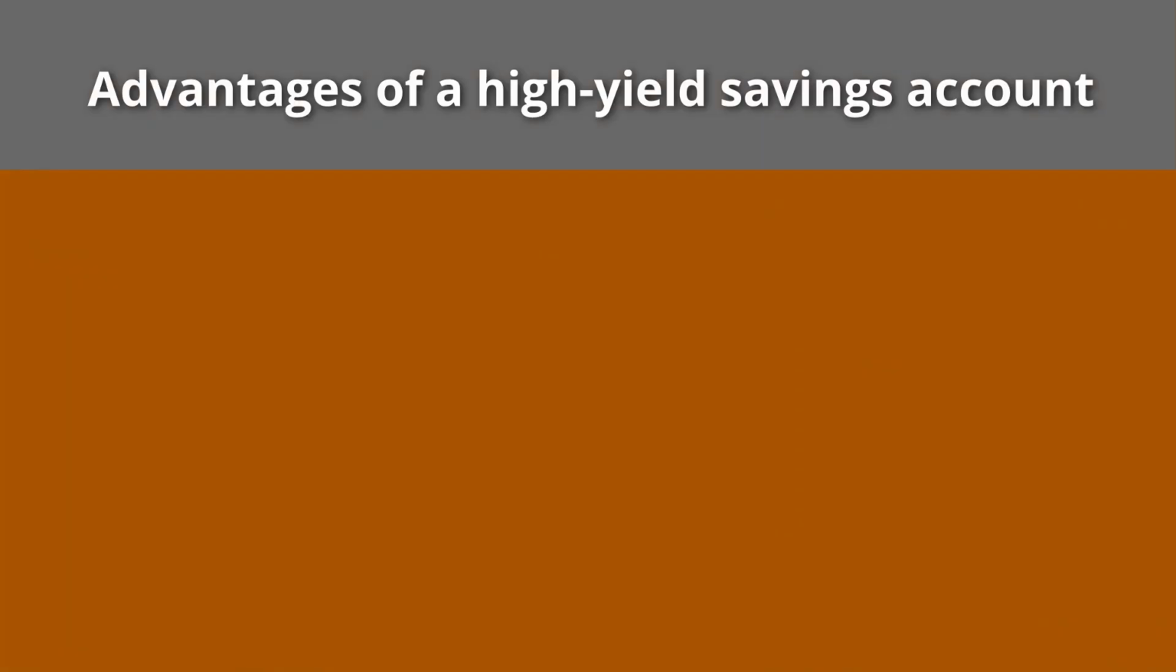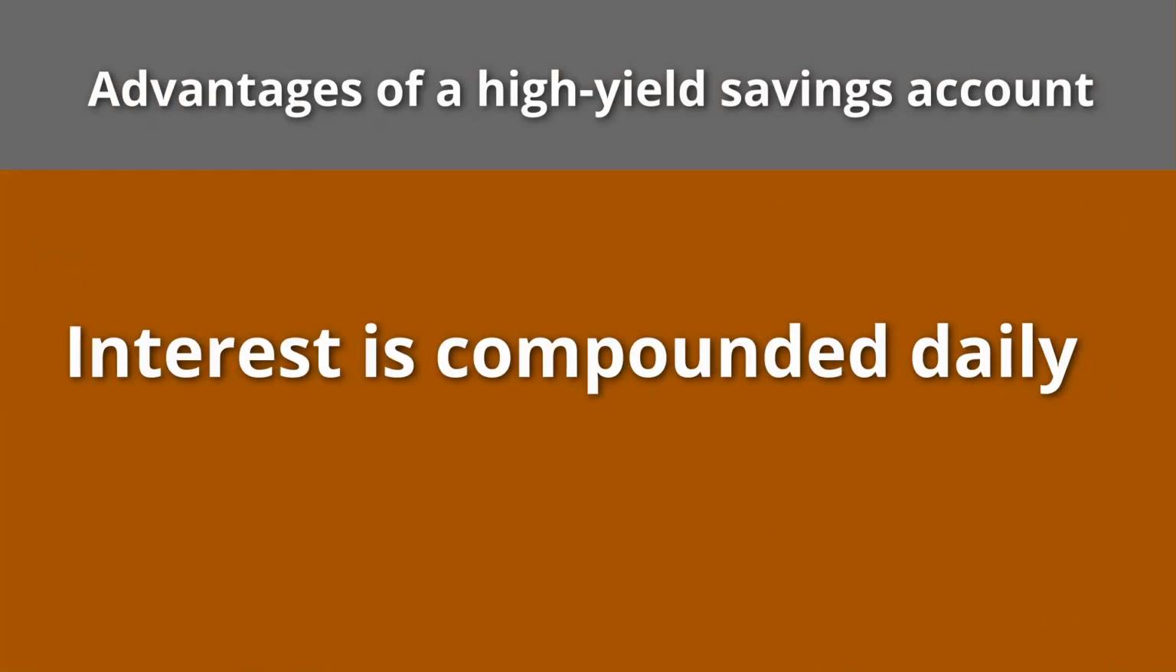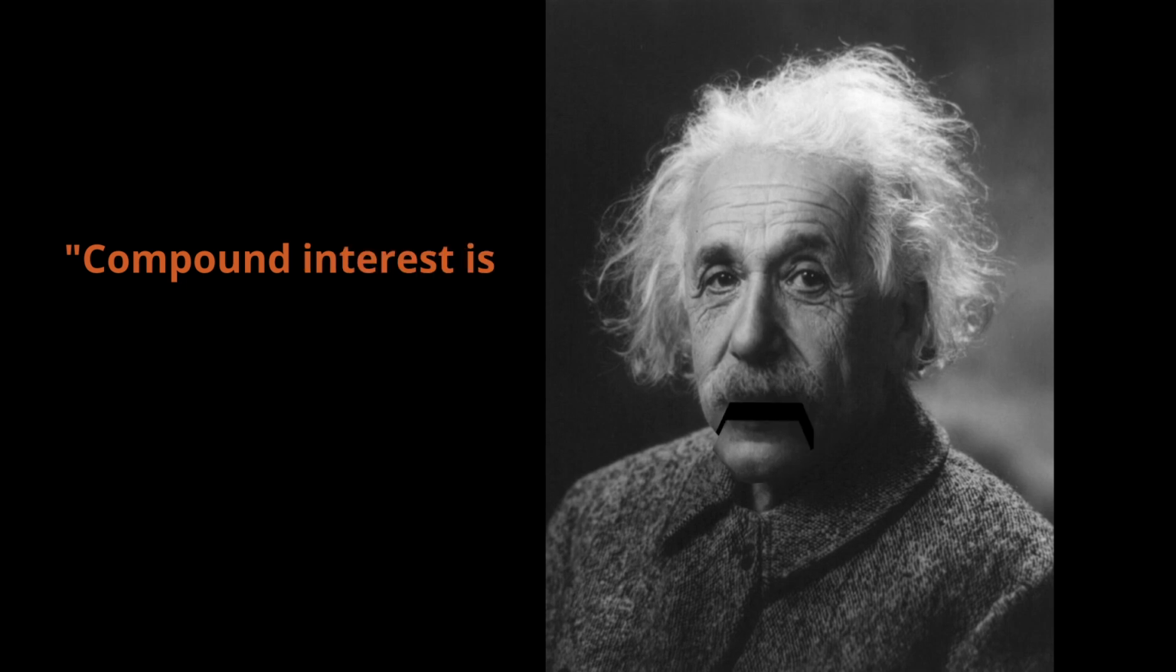The second advantage to a high-yield savings account is that the interest is compounded daily. You may have heard that famous Albert Einstein quote, "Compound interest is the eighth wonder of the world." It's not clear that the theoretical physicist ever really weighed in on financial matters, but it does sound like something a brilliant genius would say, so it's attributed to Einstein. But what does compound interest really mean? It means that you don't just earn interest on the principal that you put in the account, but you earn interest on the interest that you earn from that principal.